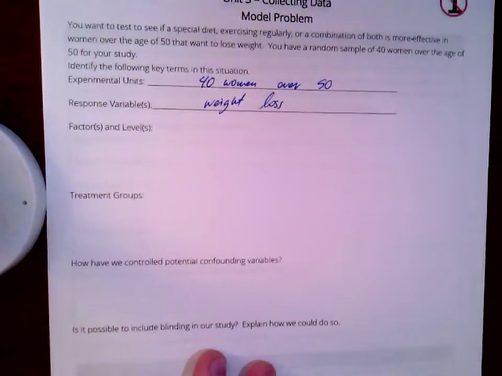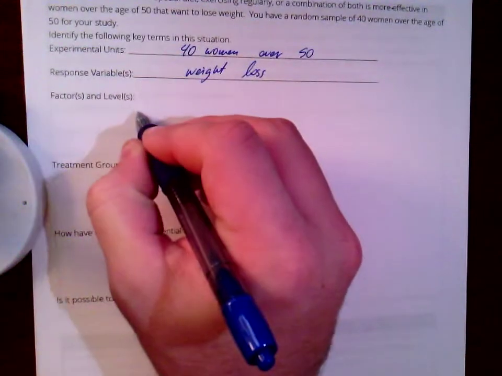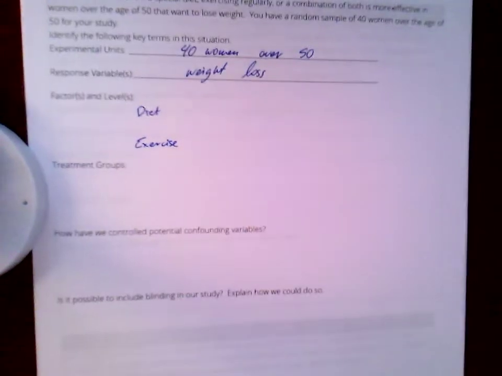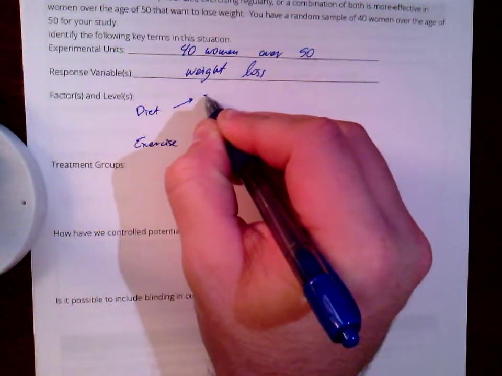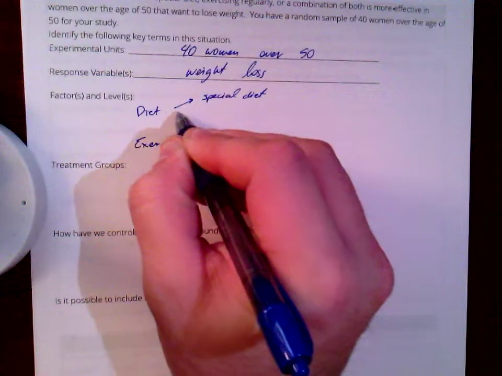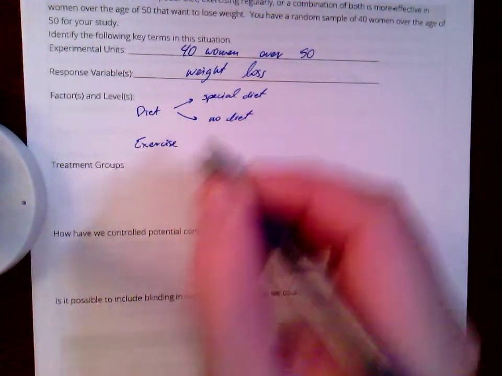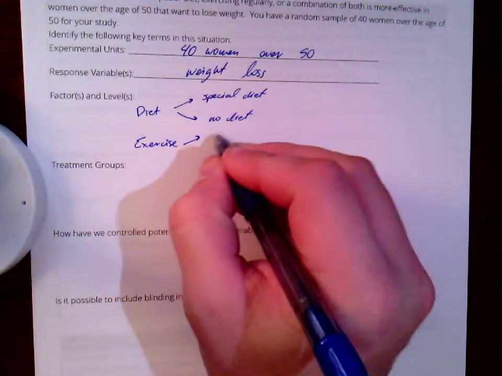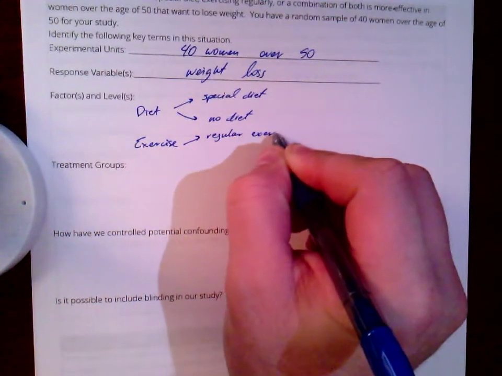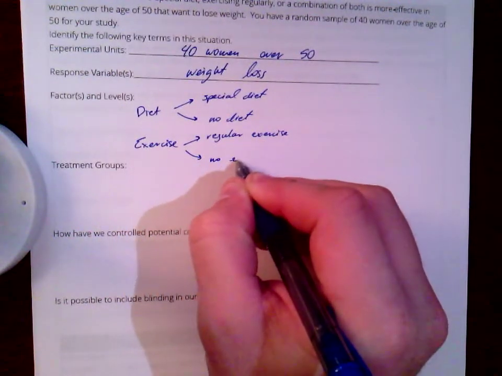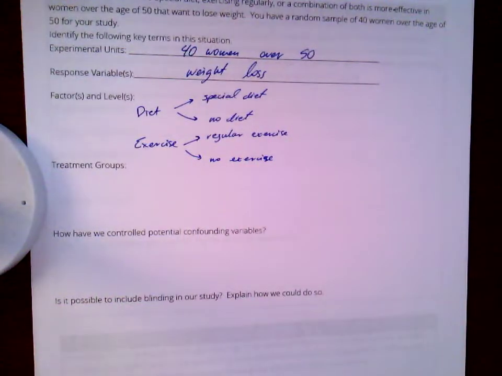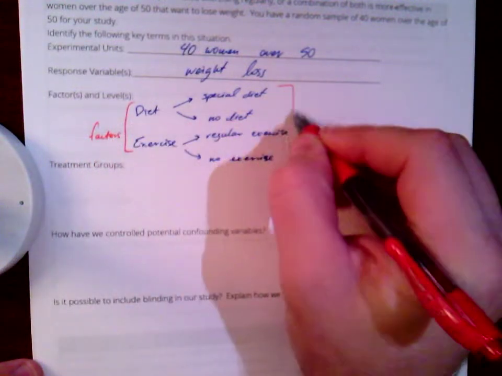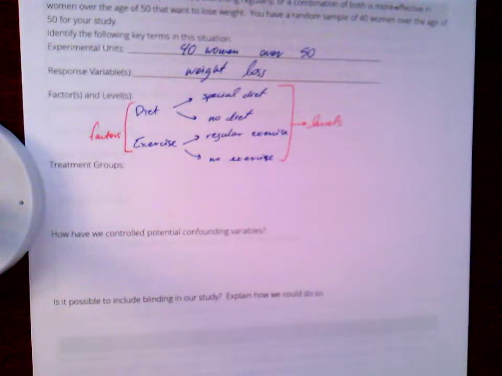All right, the factors and levels is honestly kind of the most tricky part. But think about it like this. I'm either going to assign people to be in a diet or exercising. Now, I could assign people to do the special diet, or I could assign them no diet, kind of like a control group, where obviously I wouldn't expect them to lose any weight if they're not on a diet. Exercise, I could assign people to do regular exercise or no exercise. All right, so when we're looking at these, over here are the factors, and these over here are my levels.